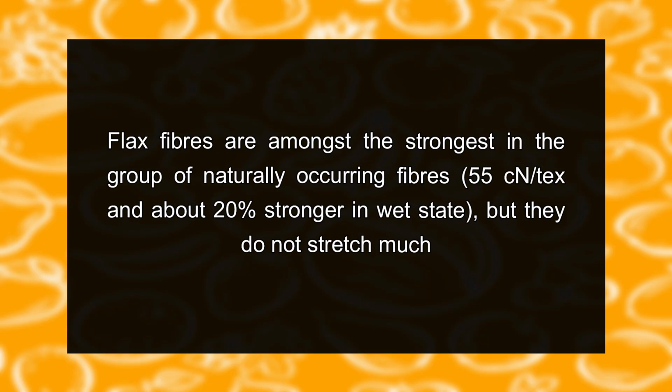Flax fibers are amongst the strongest in the group of naturally occurring fibers, that is, 55 cN per tex, and about 20% stronger in the wet state. But they do not stretch much. Flax fiber elongation at break is only 1.8% and their moisture regain is 12%.